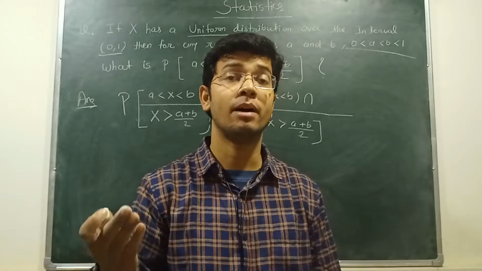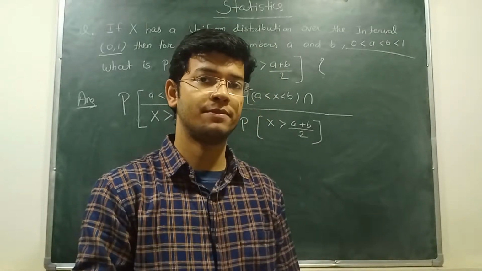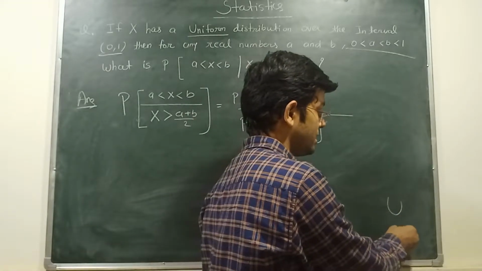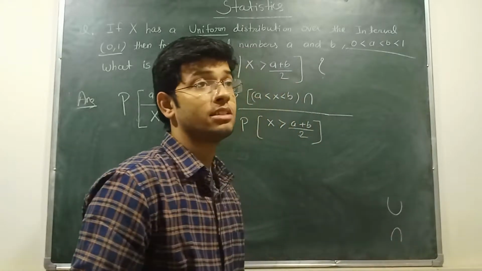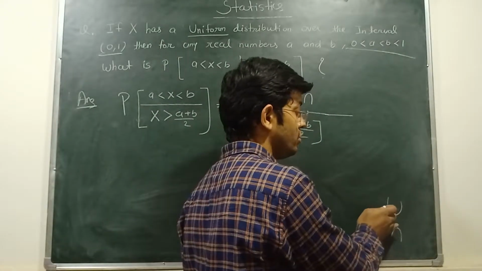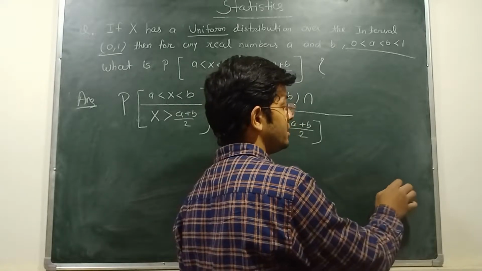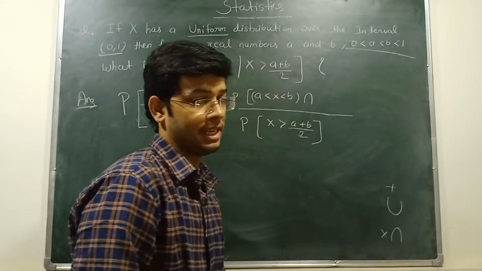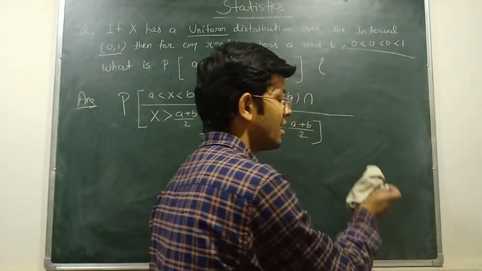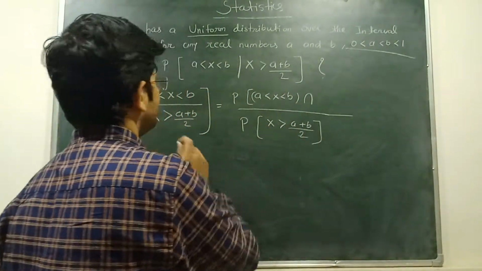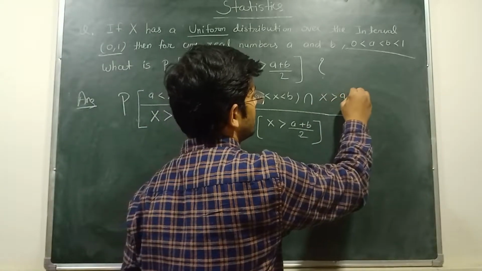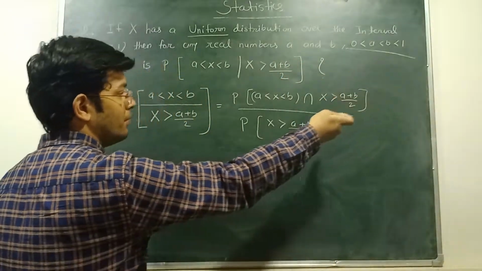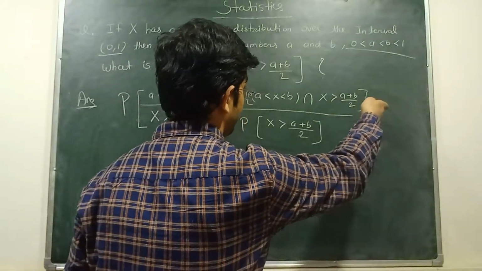When we read about sets, there are two types of set operations. Here the U means the union, and this is the intersect. Intersect means the common part. If we use the union, that means we use the plus sign, and this is the multiply sign. And x greater than (a plus b) upon 2. Now firstly we will find this value, and then next we will find this value.